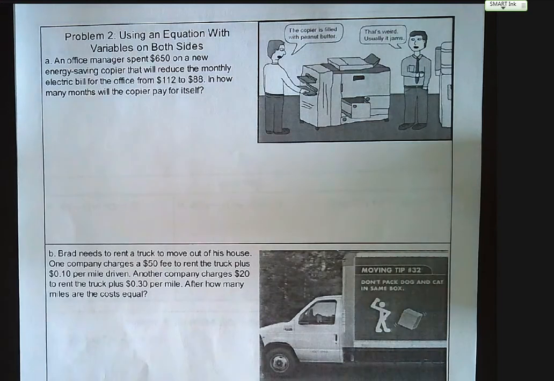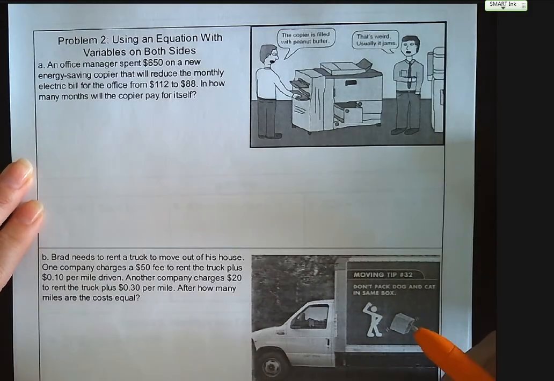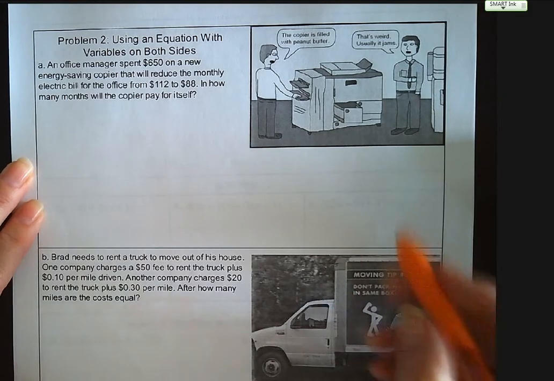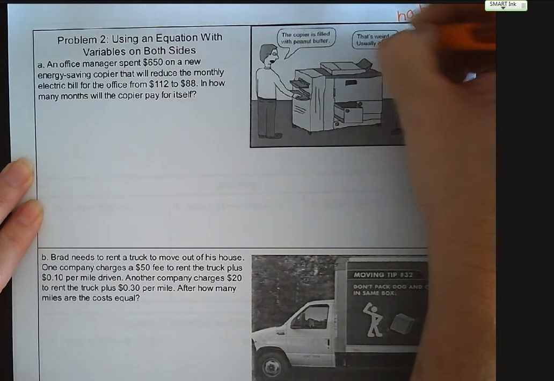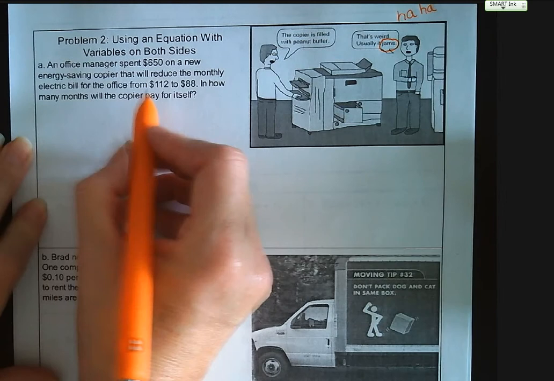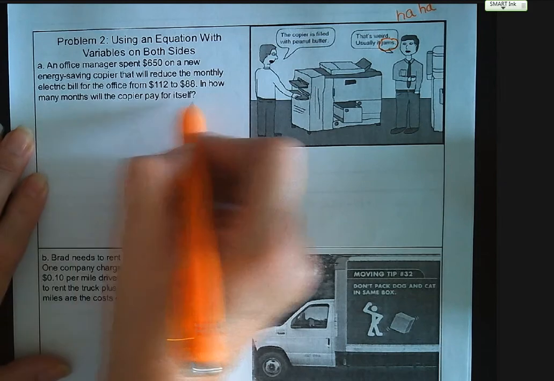All right. Problem number 2, using the equation with variables on both sides. An office manager spent $650 on a new energy-saving copier that will reduce the monthly electric bill for the office from $112 to $88. In how many months will the copier pay for itself?